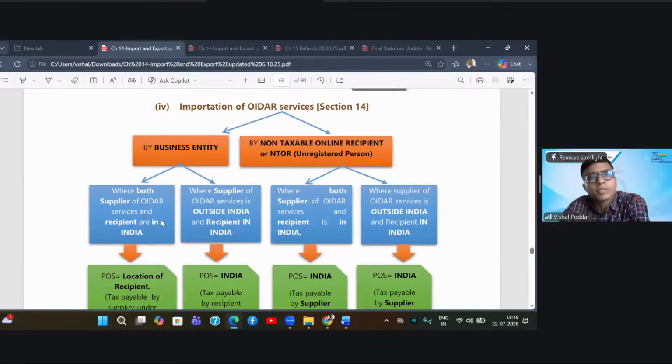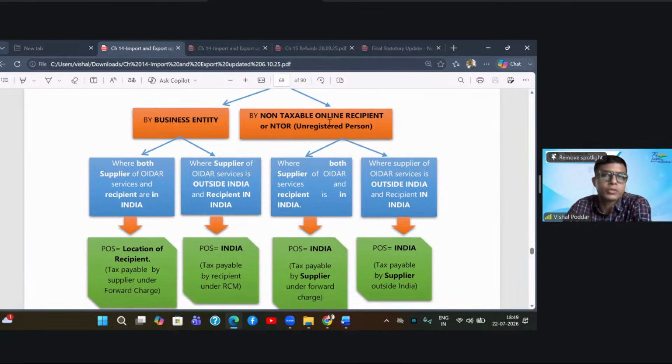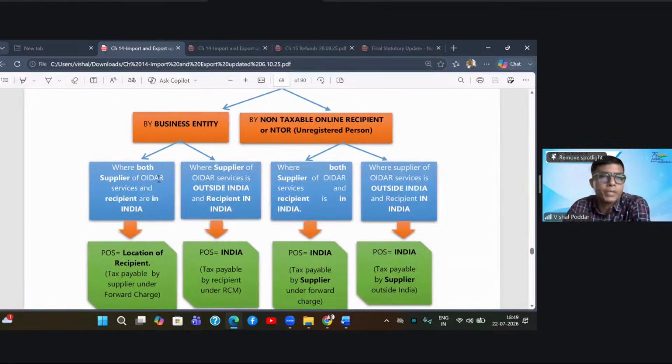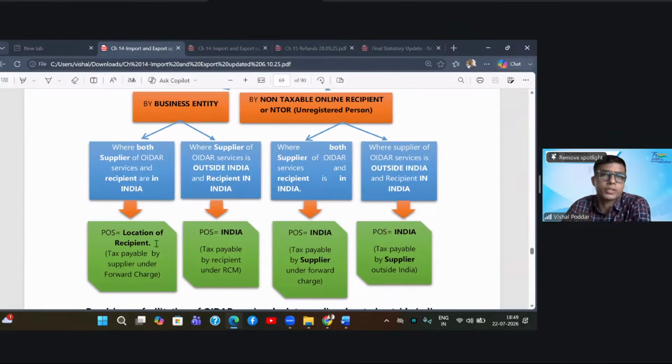Now comes another special category where OIDAR services are imported. If it is imported, there are two possibilities: by a business entity, or by persons like you and me who are non-taxable online recipients, in short NTOR. Now, when a business entity is importing, where both the supplier of OIDAR service and the recipient are in India, the place of supply is the location of the recipient, then tax is payable by the supplier under forward charge.